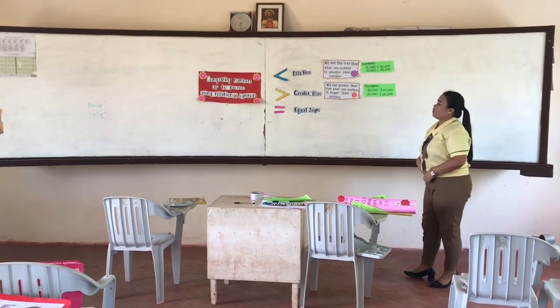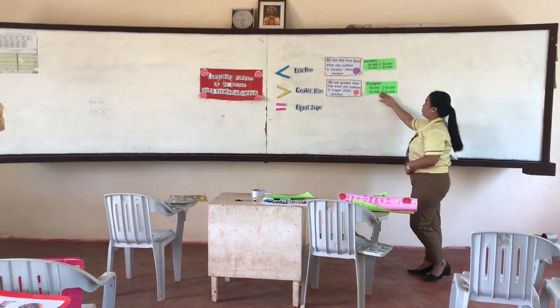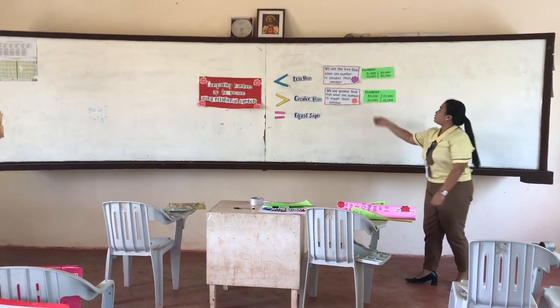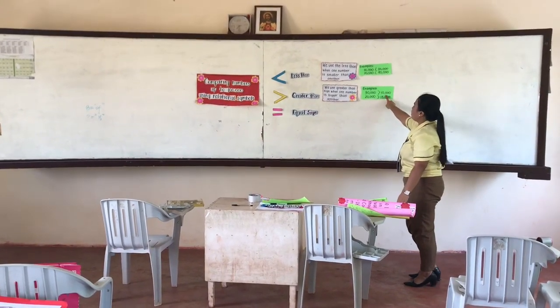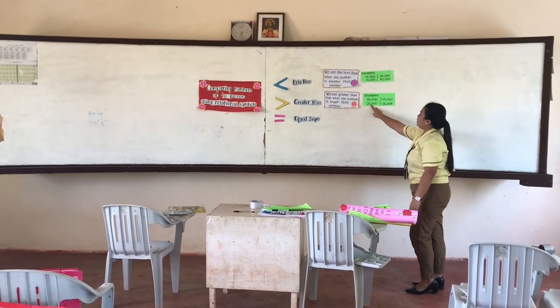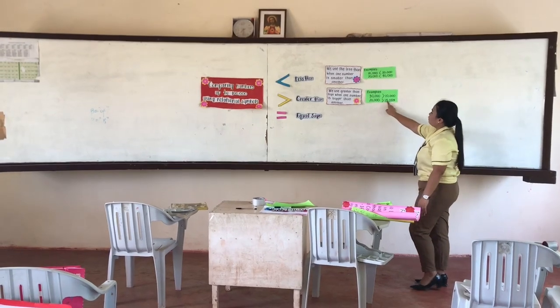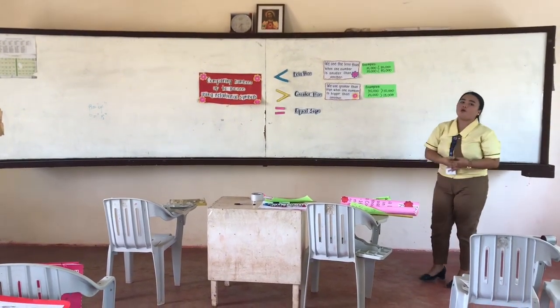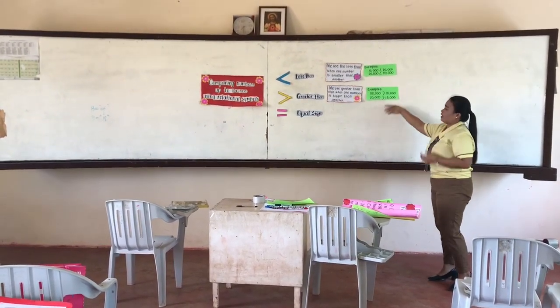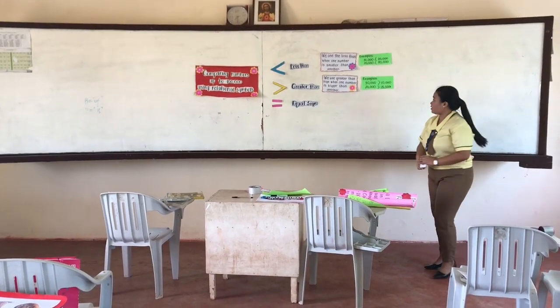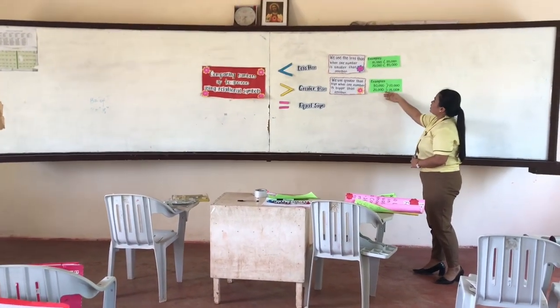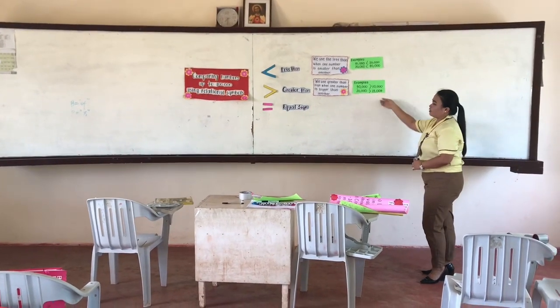So why is it we use greater than in comparing these two numbers? It's because 30,000 is greater than 10,000. The next example is 20,000 is greater than 15,000. So why is it we use greater than in comparing these two numbers? It's because 20,000 is greater than 15,000.